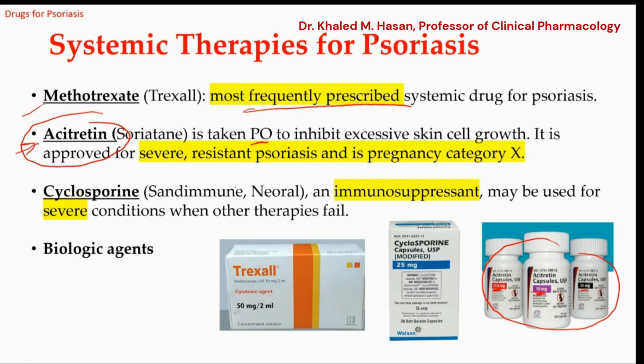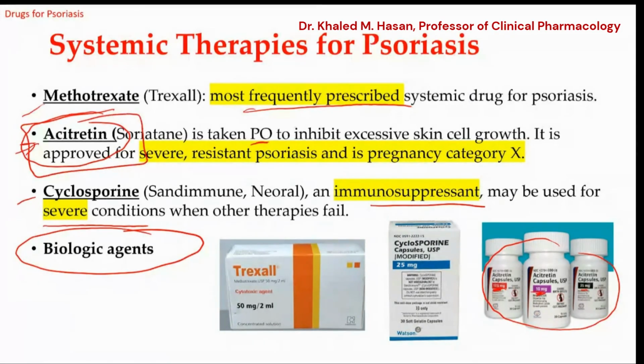Okay. What about cyclosporine? Cyclosporine is an immunosuppressant. We use it for severe cases, and then we have biological agents there. Any question about this one? We don't go in depth because we covered all this information already, and we are going to bring one slide about acitretin to discuss with you. Methotrexate, biological agents, all these are covered somewhere else.